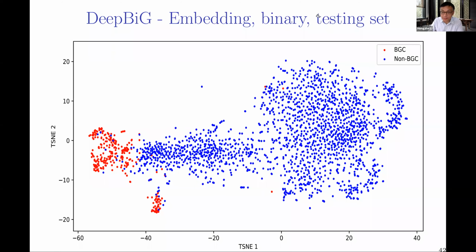Now, how about the testing data set? Testing data set means we actually leave some of the bacteria species out. We never use them. Then we apply our algorithm to the testing data set. This is a similar type of t-SNE plot for the BGCs in the testing data set. Those are the red ones, and all those are non-BGCs, a lot of non-BGCs. You can see they are separated well. This means the algorithm can indeed separate the true BGCs from non-BGCs in the testing data set.